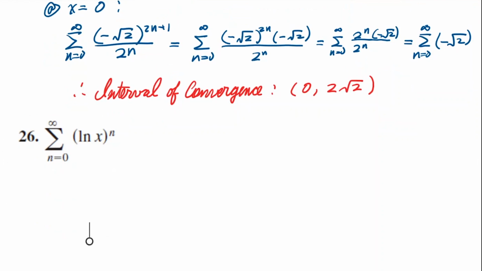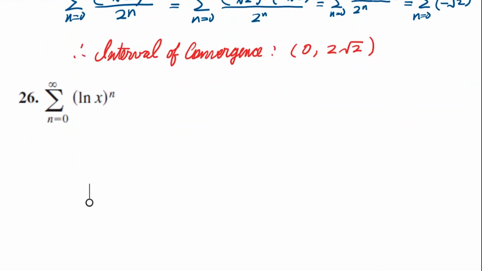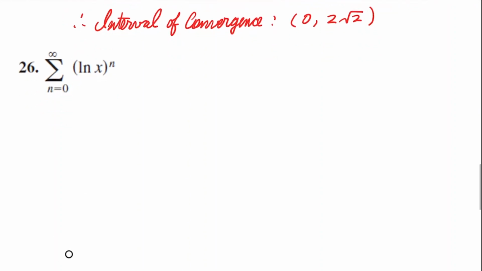Okay, ln x to the nth power. Looks like the nth root test is a very handy thing here, correct? You can still do it with the ratio test, which gives you exactly the same thing, but I just wanted to remind you of the nth root test, okay? So let's perform the nth root test, or many textbooks just call it the root test. And it's done this way: nth root of the absolute value of ln x to the nth power. You know what I'm saying?